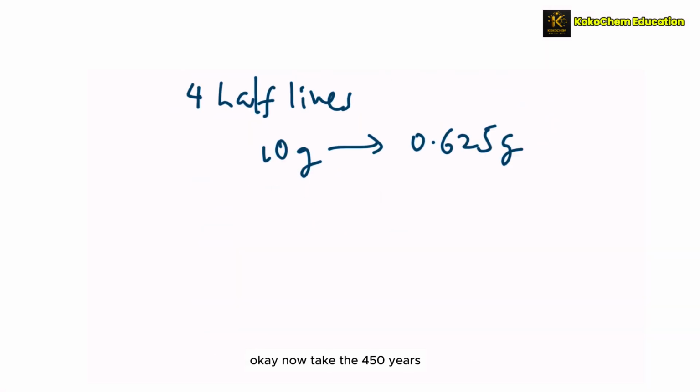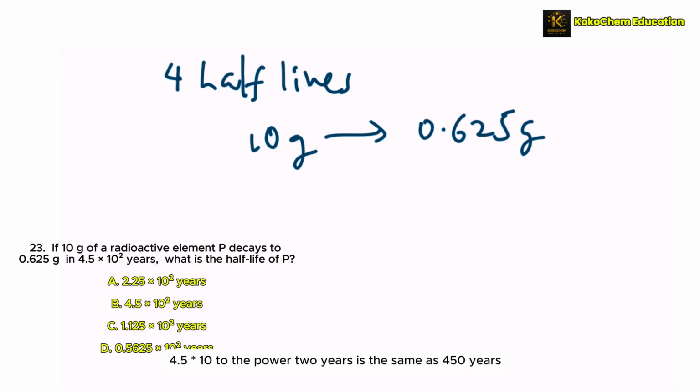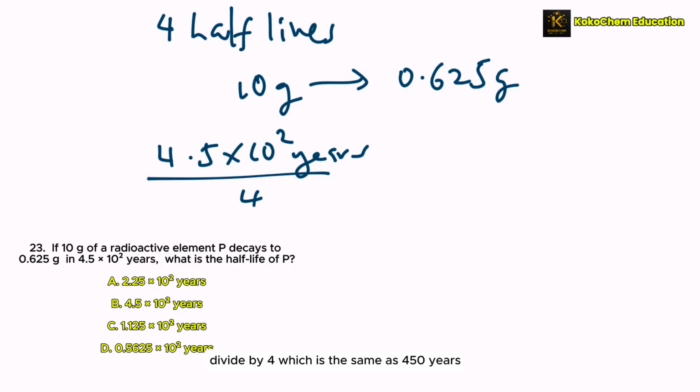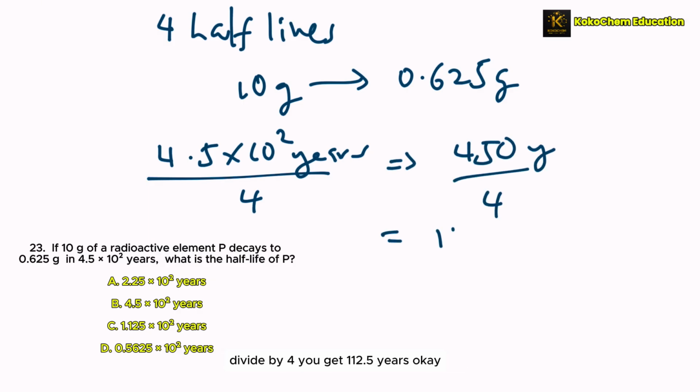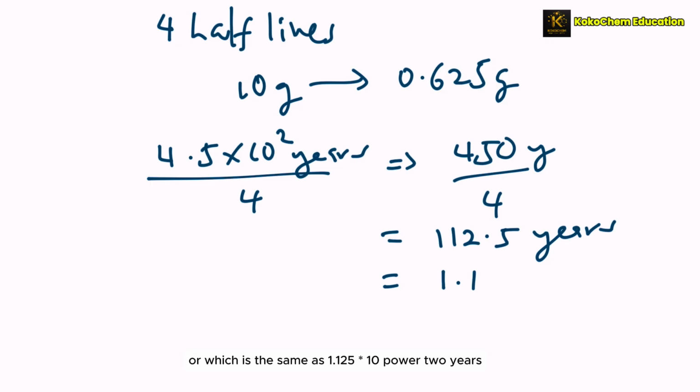Okay, now take the 450 years. 4.5 times 10 to the power 2 years is the same as 450 years, and divided by 4, you get 112.5 years. Okay, which is the same as 1.125 times 10 to the power 2 years.